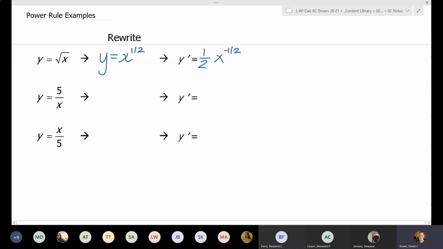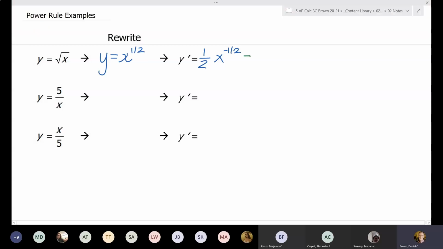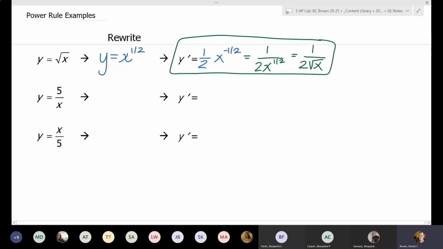And you're more than welcome to leave your answer like that. I will say if this is a multiple choice question on the AP exam, they will often simplify their answer. So you can simplify it by getting rid of that negative exponent by sending the x to the denominator, which then you can also go back and write it as 1/2 square root of x. All 3 of those answers are equivalent and equal to each other. So one is not more correct than the other.